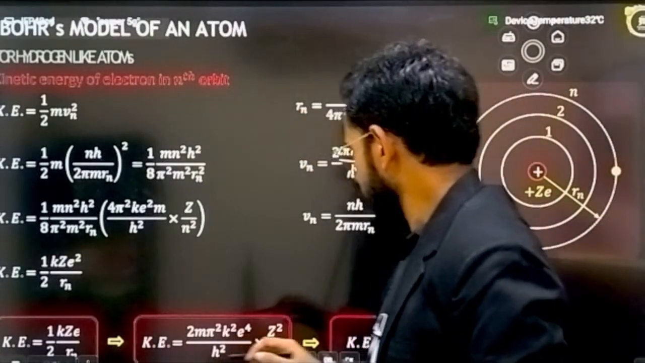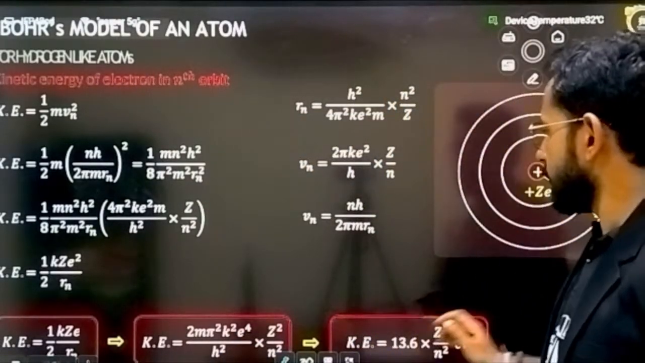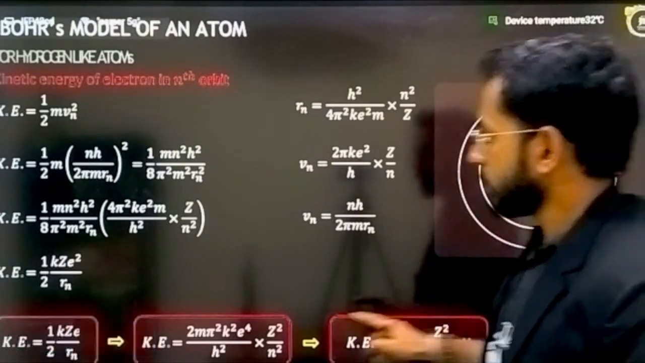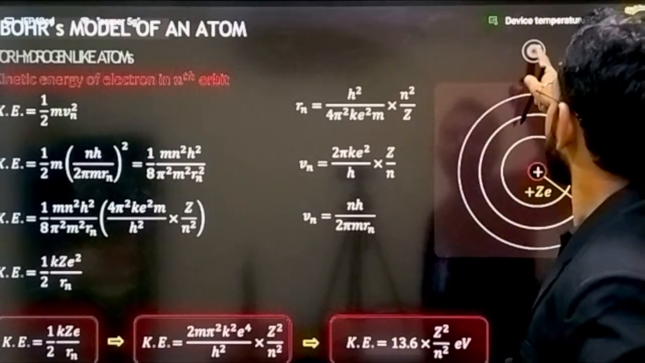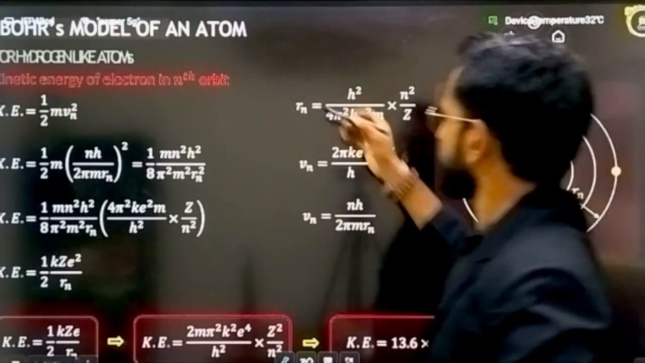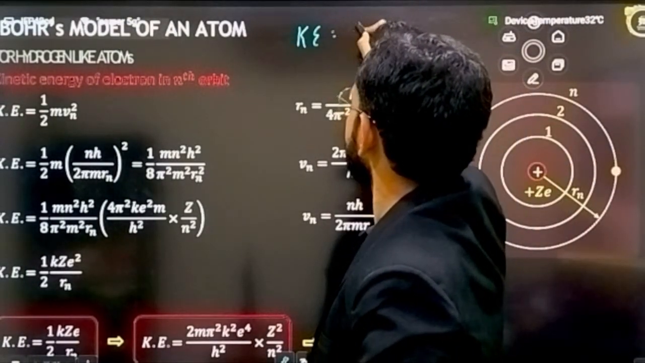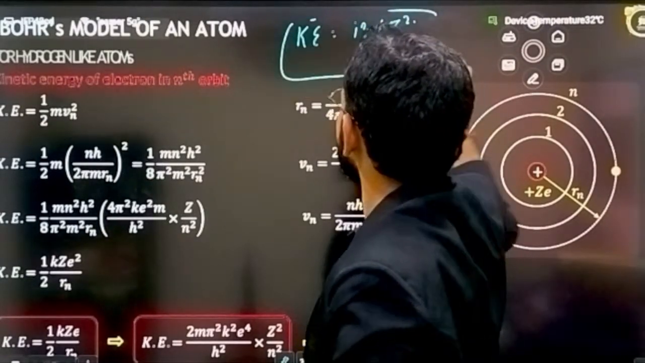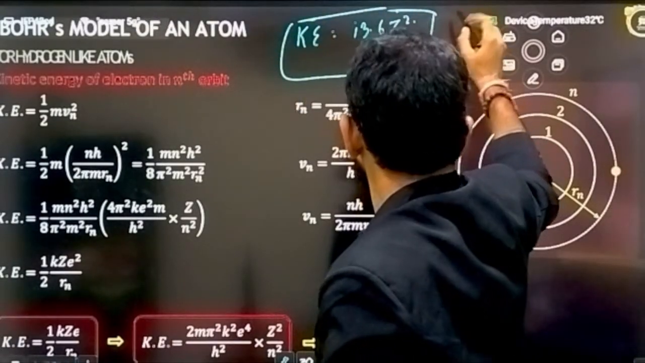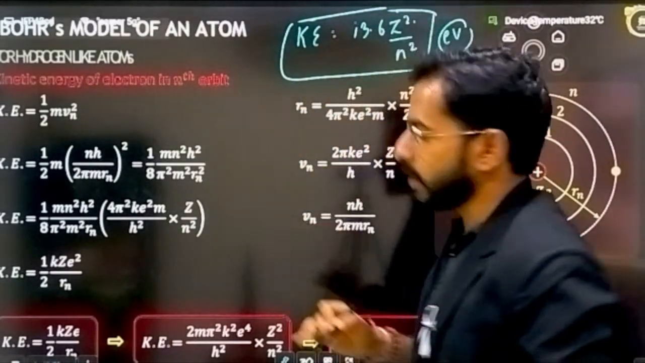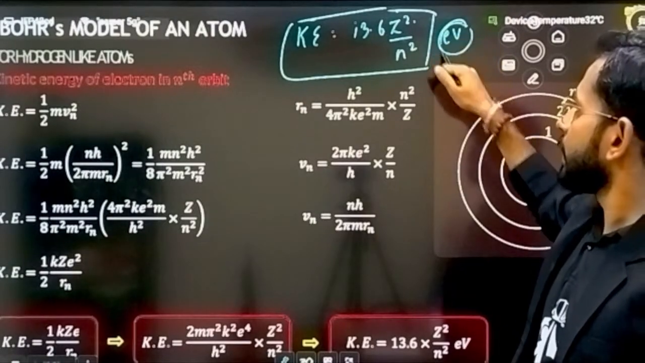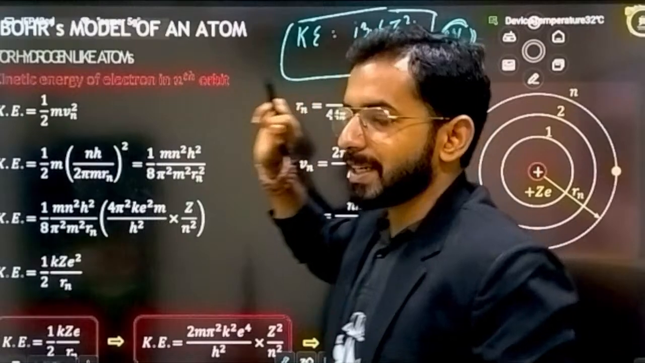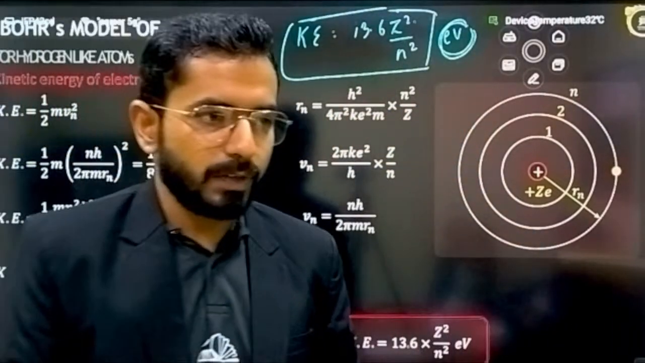Now see. When you put in all the values, the final result that you will have is that kinetic energy is equal to 13.6 z square divided by n square, in electron volt. Two things are important: it is calculated in electron volt, and what is the proportionality of kinetic energy? It is proportional to z square divided by n square.